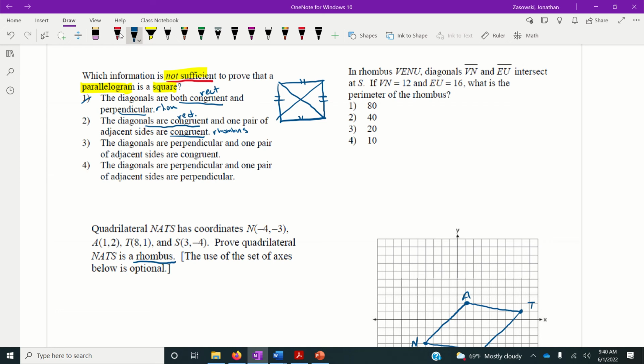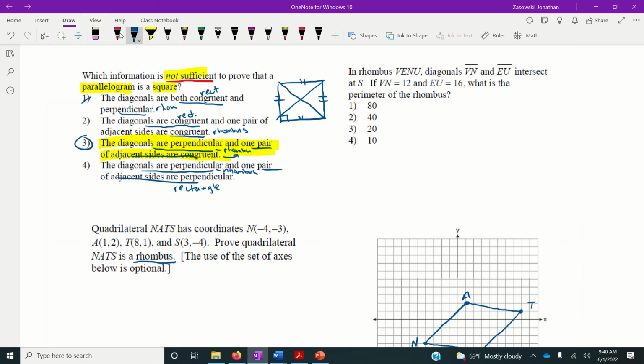Okay, if the diagonals are perpendicular and one pair of adjacent sides are congruent, this is a rhombus, and one pair of adjacent sides congruent is also a rhombus. So this would not make it a square. And the last one, the diagonals perpendicular, is a rhombus. One pair of adjacent sides perpendicular gets me right angles. That is a rectangle. So choice 3 would not be sufficient because it is just the properties of a rhombus.